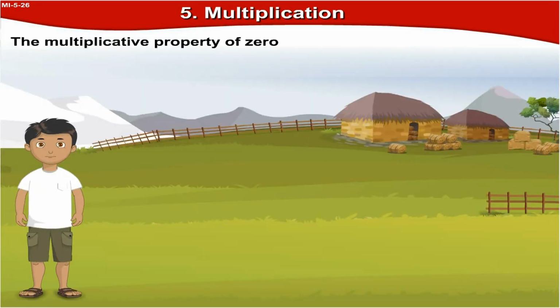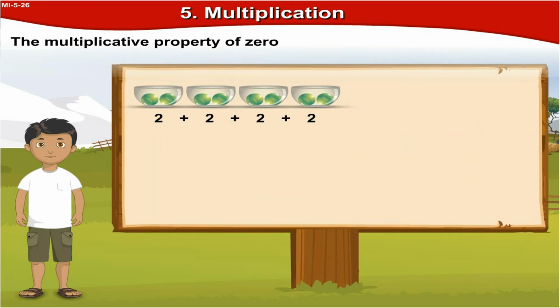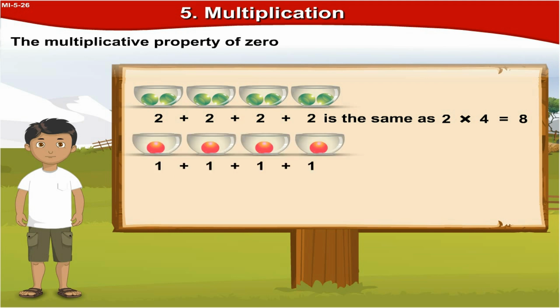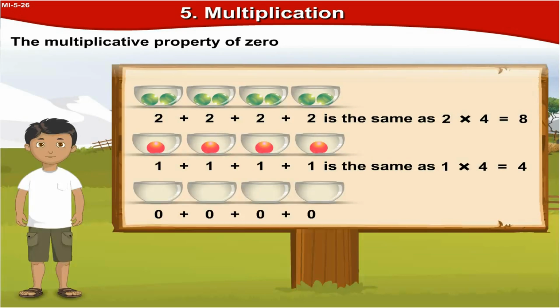The multiplicative property of 0. Now children, 2 plus 2 plus 2 plus 2 is the same as 2 multiplied by 4, which is equal to 8. Am I right? Alright. Similarly, 1 plus 1 plus 1 plus 1 is the same as 1 multiplied by 4, which is equal to 4. Now, 0 plus 0 plus 0 plus 0 is the same as 0 multiplied by 4, which is equal to 0.